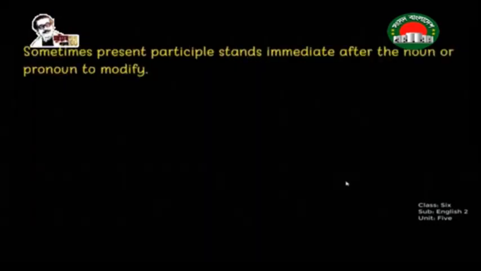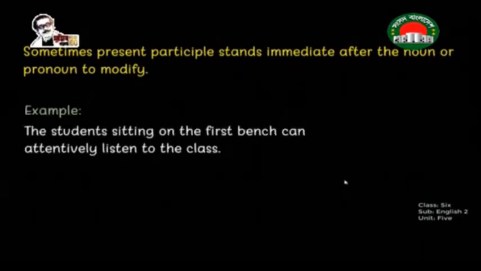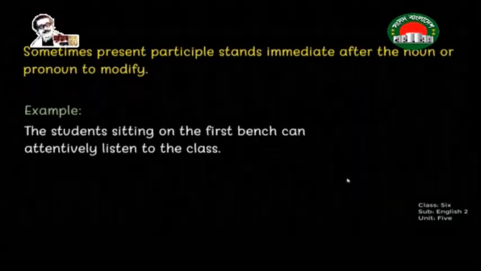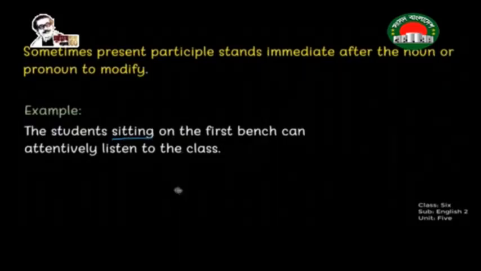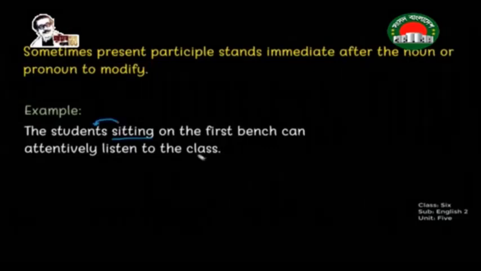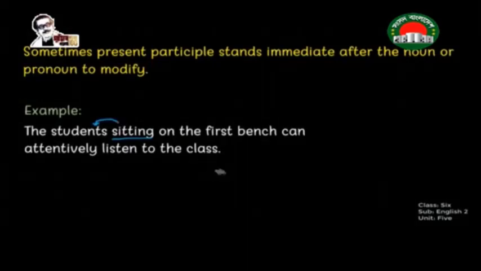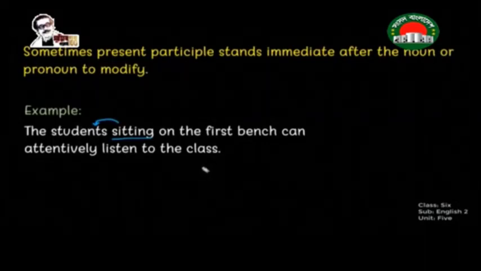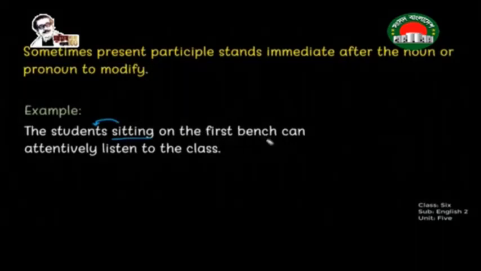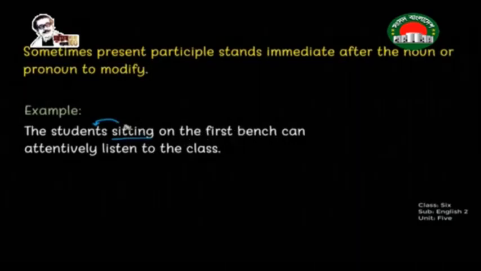Sometimes the present participle stands immediately after the noun or pronoun to modify it. For example, the students sitting on the first bench can attentively listen to the class. So here, the ing verb sitting modifies the students. Unlike earlier discussions, we find the present participle after the noun or pronoun. So, this group of words starting with the present participle, sitting on the first bench, is modifying the noun, the students.